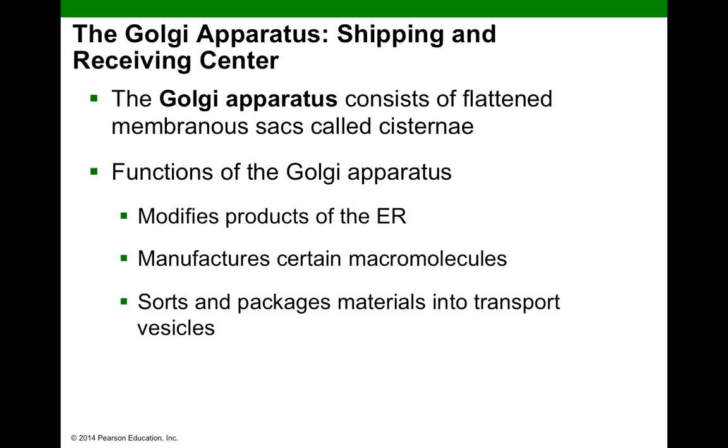Which brings us to the Golgi apparatus. The Golgi is made of flattened membranes to form sort of a shipping and receiving center. The transport vesicles that come from the ER bring the proteins into the Golgi where they can be modified. The Golgi can also make some polysaccharides as well. All of these products can be stored here until they're ready to ship out to their next destination.